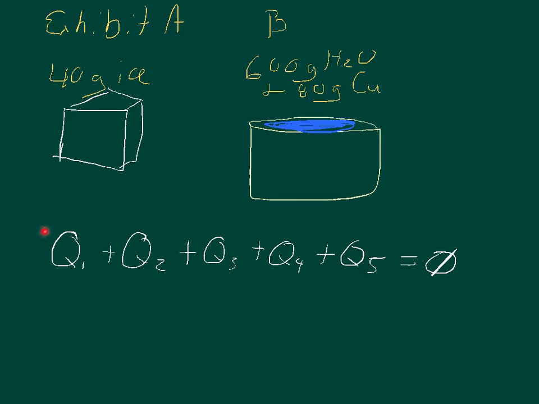The only thing we know for sure is Q1, that the ice warms up to 0 degrees, because it tells us that in the problem. It doesn't completely tell us that in the problem, but it is kind of implied. So I'm going to first set up the chart that I always set up.